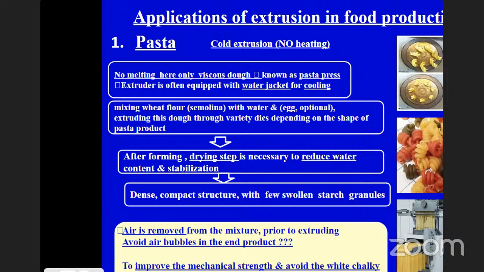After forming and shaping the dough, a drying step is necessary to reduce water content and stabilize the final product. But it is worth mentioning here that air must be removed from the mix before extruding to avoid air bubbles in the final products, which in turn affect their mechanical strength and appearance. Colored pasta can also be made by adding tomato puree and spinach paste. We can also add some flavors to the mix and get different kinds of pasta.